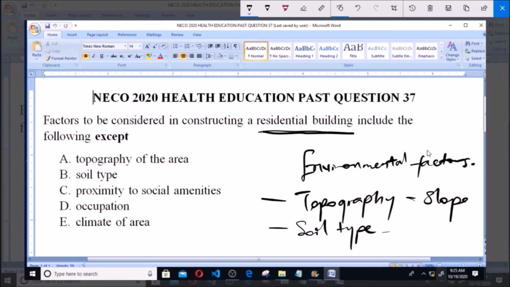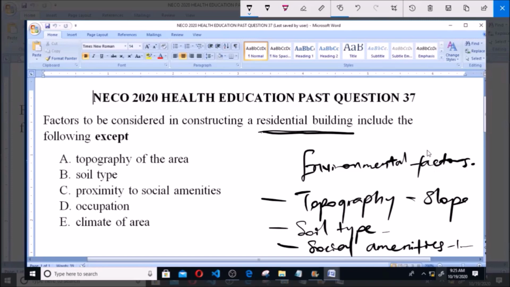Also, proximity to social amenities is important. Constructing a residential building in a place where there are no social amenities is not ideal. Social amenities include light, water, and so on. For us to construct a residential building where people will live, because a residential building simply means a building where people will live, it is necessary that they have access to various social amenities.